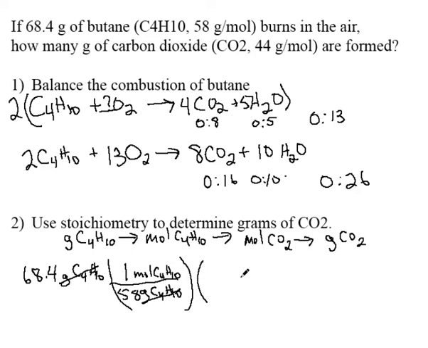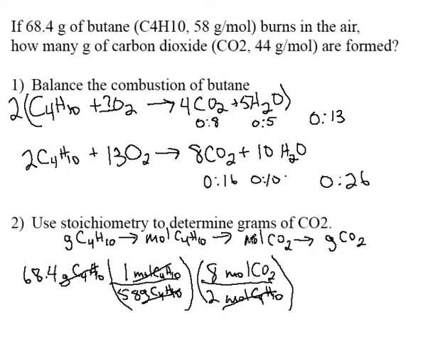The next conversion is to go from moles of butane to moles of CO2. What we want is moles of CO2, and what we have is moles of butane. We use the balanced chemical reaction to figure out the ratio between carbon dioxide and butane. For every 8 molecules of carbon dioxide, we have 2 molecules of butane. Our moles of butane, which is what we have, cancel, and now we have moles of CO2.